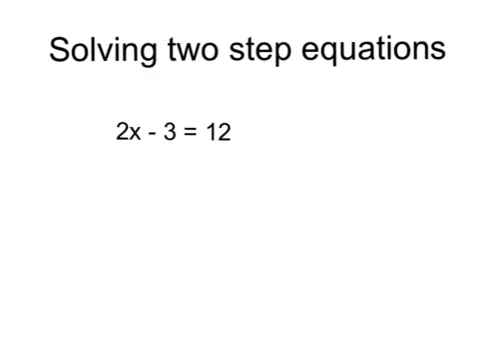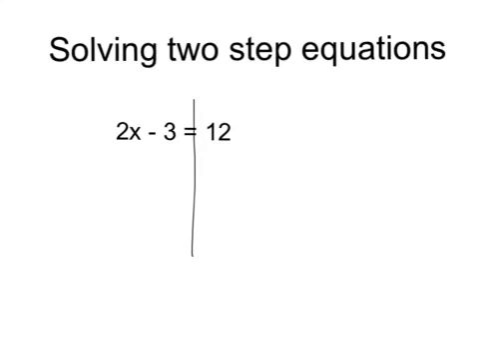Alright, so let's go ahead and look at solving two-step equations now. So when I go to solve a two-step equation, the first thing that I do is I look to see what type of operations are in this equation. So right here I have 2x, so that means 2 times x, so I have some multiplication there. And then I have minus 3, so that's subtraction. So when I go to solve it, I go ahead and draw my line separating my left side of the equation from my right side.